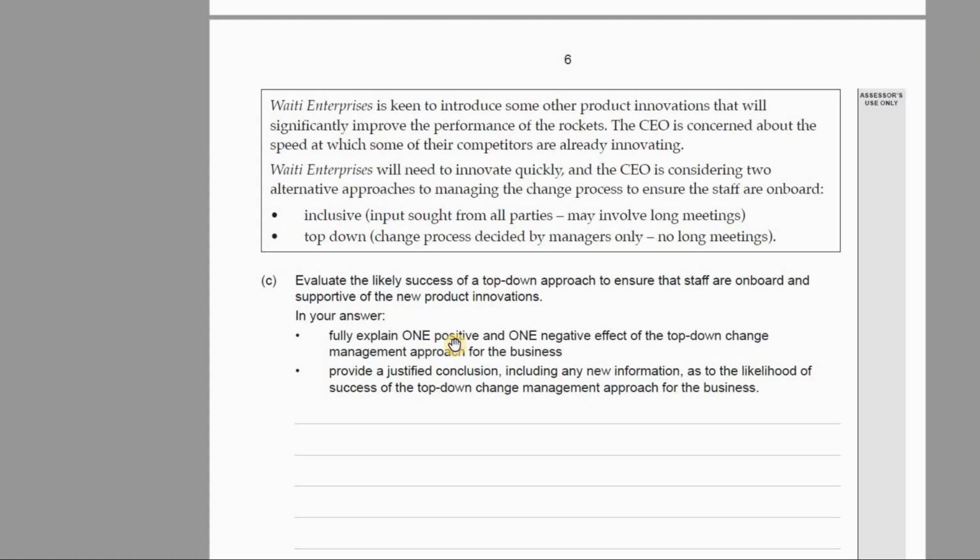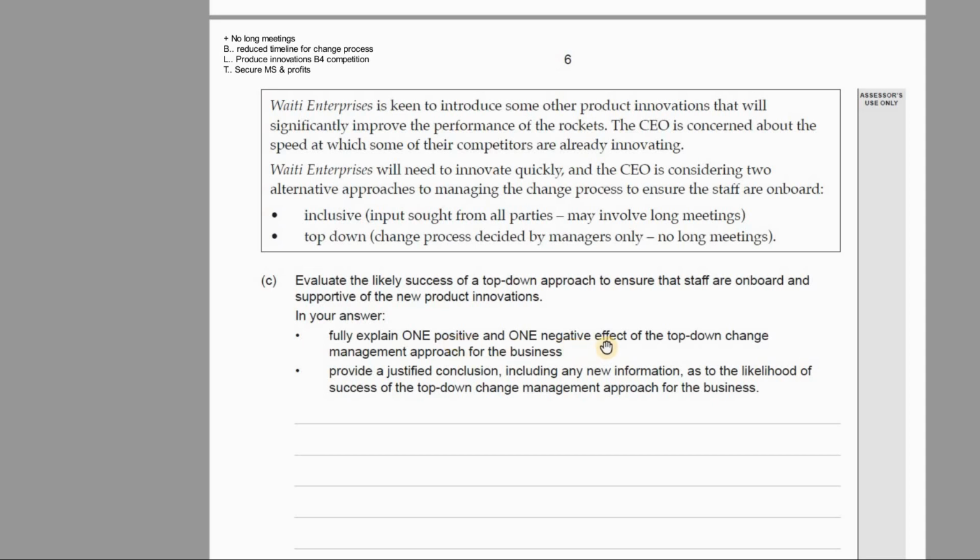I'm going to start with the one positive of the top-down approach that I've got to fully explain. And I might think to myself, well, one positive of this top-down approach is that there are going to be no long meetings. That's going to be an advantage because it reduces the timeline for that change management process to happen, making it quicker. What effects is that going to lead to? Well, it's going to lead to Waitani Enterprises being able to produce product innovations before their competitors do. Therefore, they can secure market share and profitability.